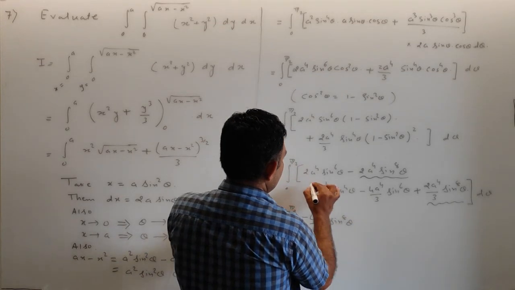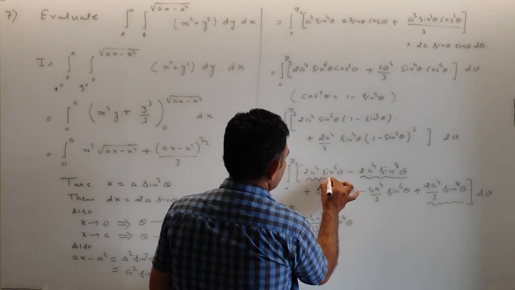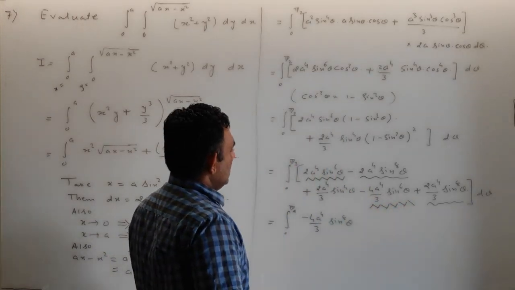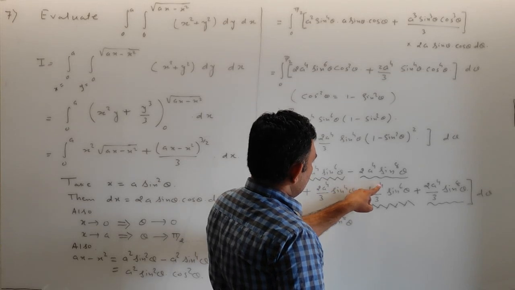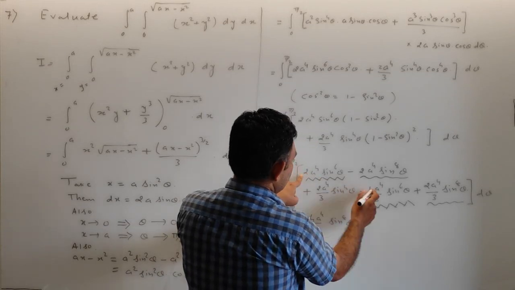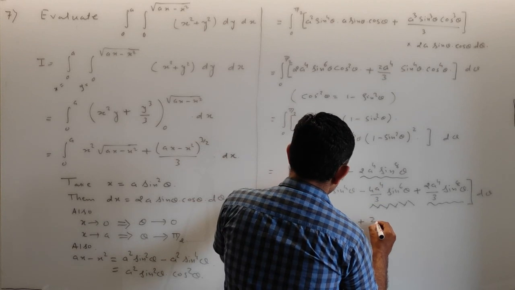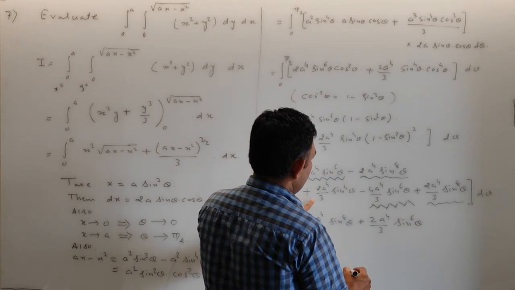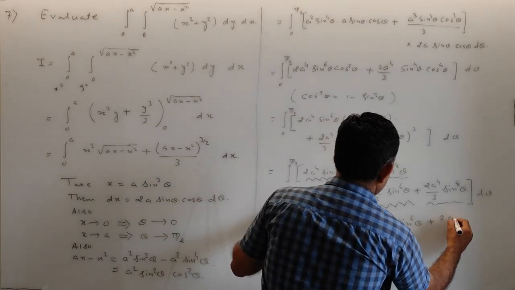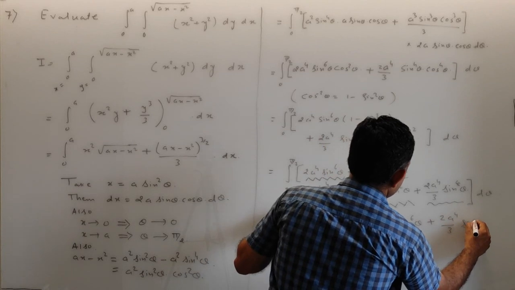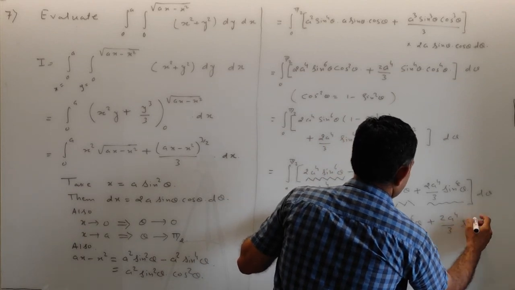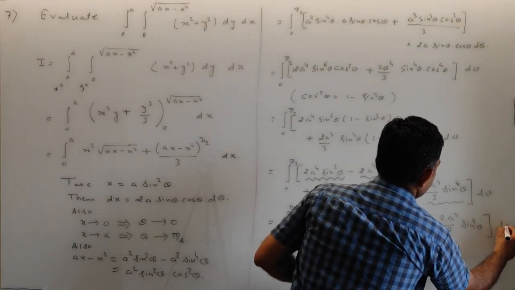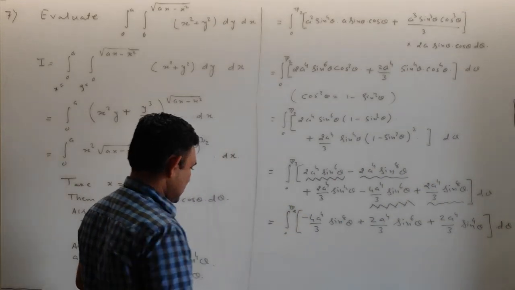Now you look at this 6 power term. Then it is 2a raised to 4 and minus 4a raised to 4 by 3. So it is 3 to the 6, 6 minus 4, it is plus 2a raised to 4 by 3 sine raised to 6 theta, and the last will be 2a raised to 4 by 3 sine raised to 4 theta, and whole into d theta. So we will not forget this.